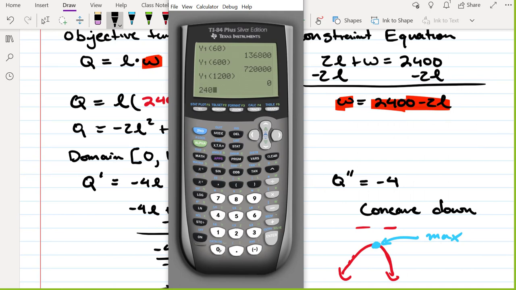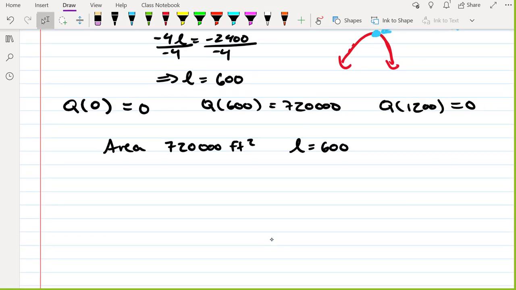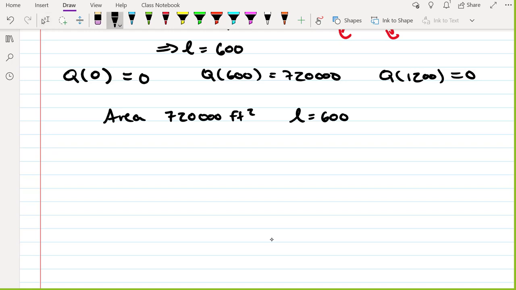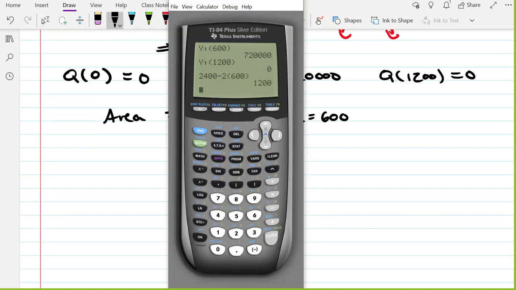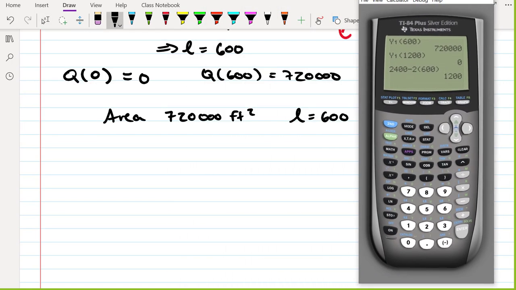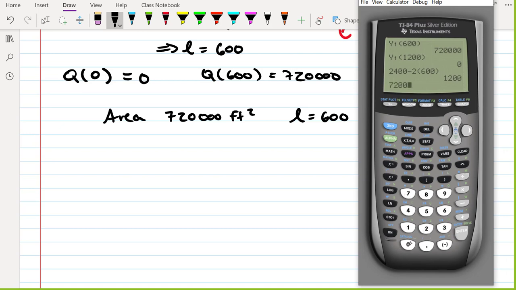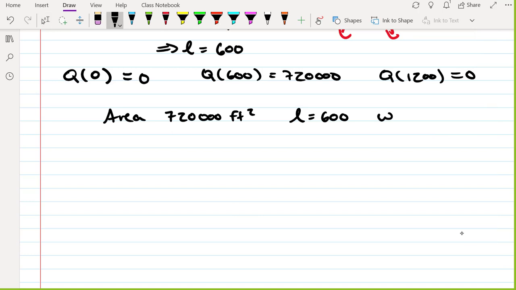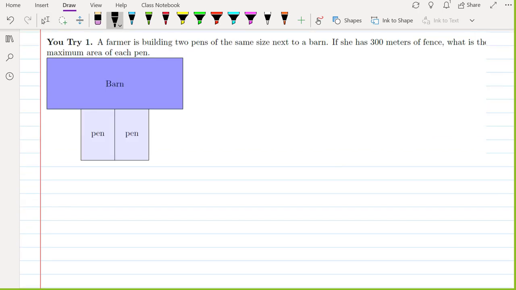So 2400 minus 2 times 600 tells us that the width is 1200. Or we know that the area formula for a rectangle is area is equal to length times width. So then that would mean the width would have to be equal to 720,000 divided by our length, which also gives us 1200. So then the width is 1200.